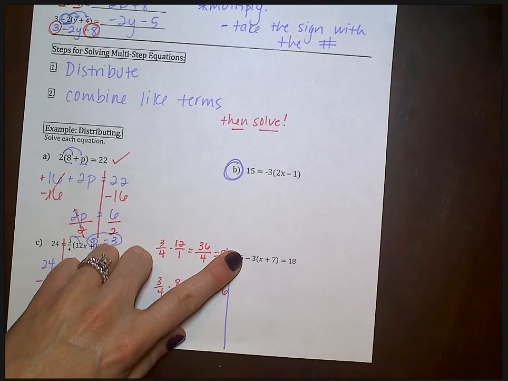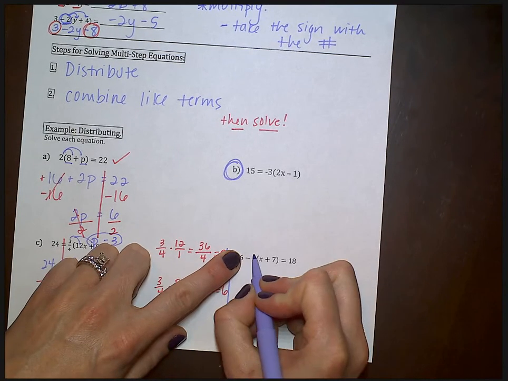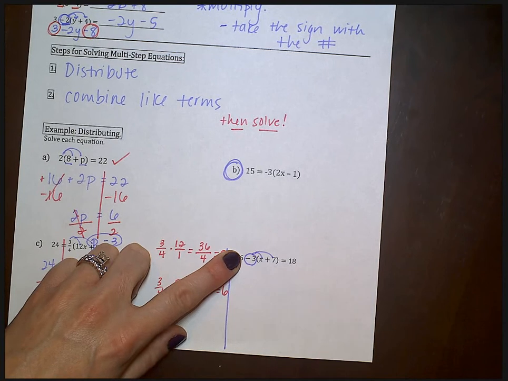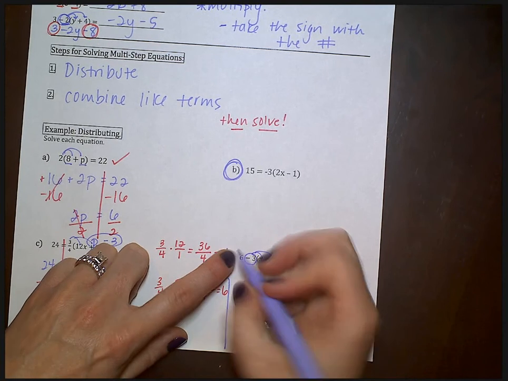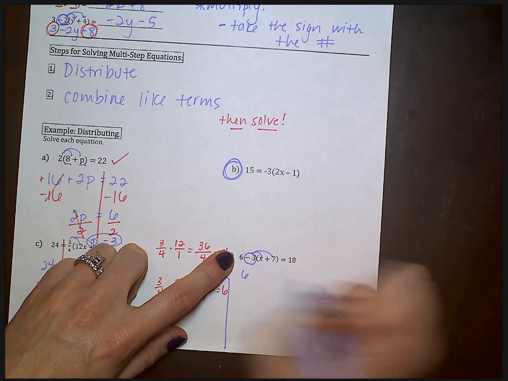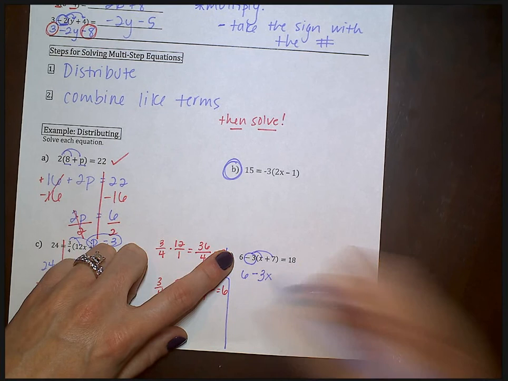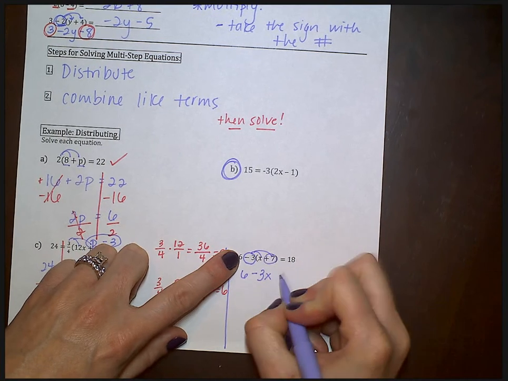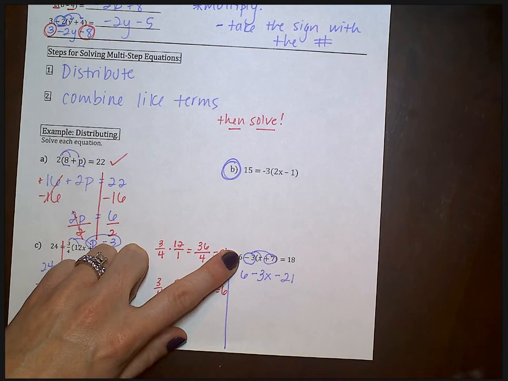Don't do anything with the 6 yet. This is a negative 3 sitting outside your parentheses. That's what needs to be distributed. So I'm just going to bring this 6 down. Negative 3 times x is just minus 3x. Then it's negative 3 times positive 7, which is negative 21. So write minus 21.